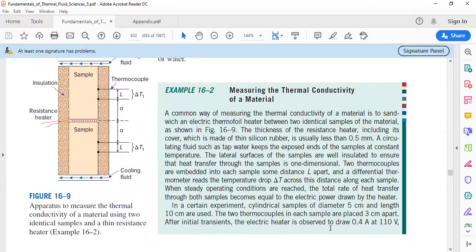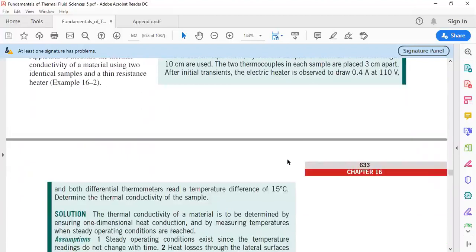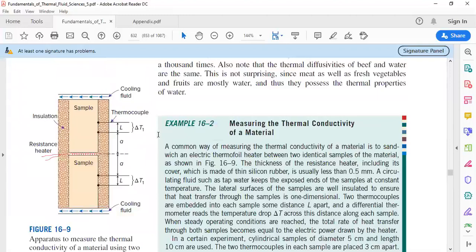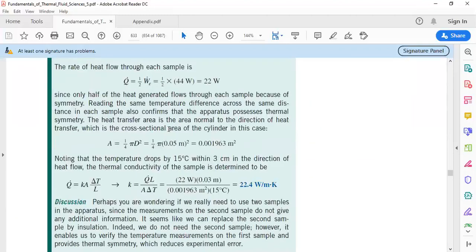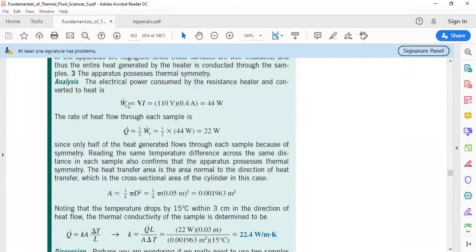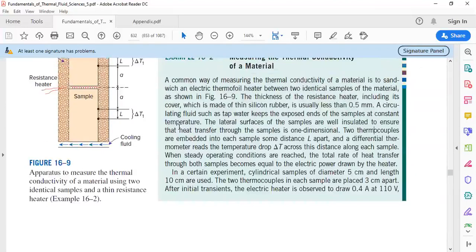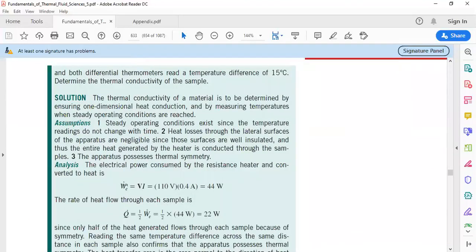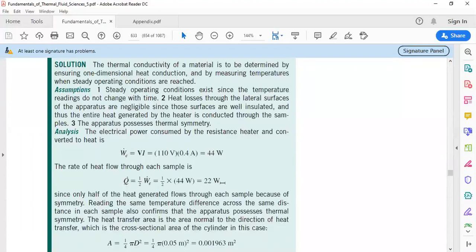The electric heater is observed to draw 0.4 amperes at 112 volts, and both differential thermometers read a temperature difference of 15 Celsius degrees. The delta T is 15 Celsius degrees. So the electric power equals simply the voltage times the electric current. That gives us 44 watts. It will be equally distributed to the samples. So every sample will have half of this electric power, so that's 22 watts.